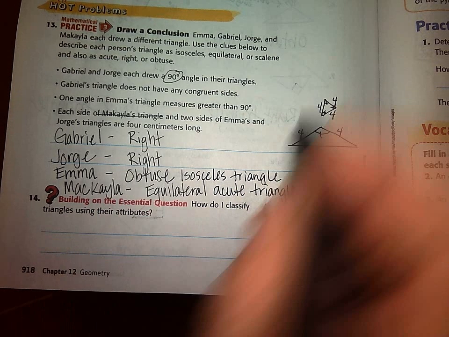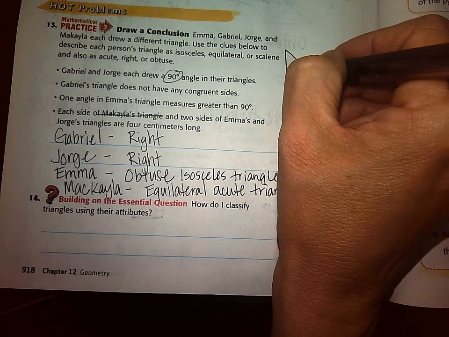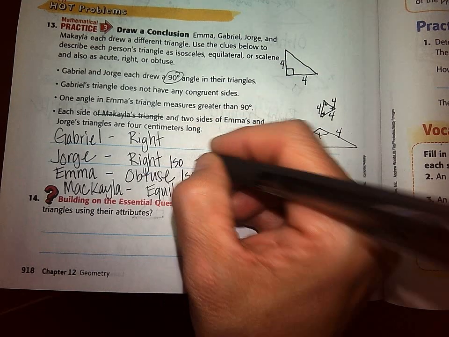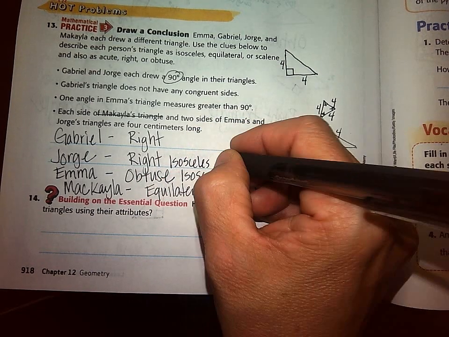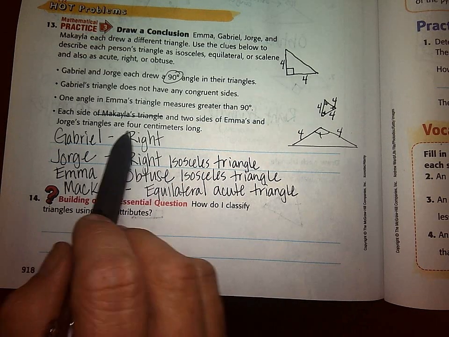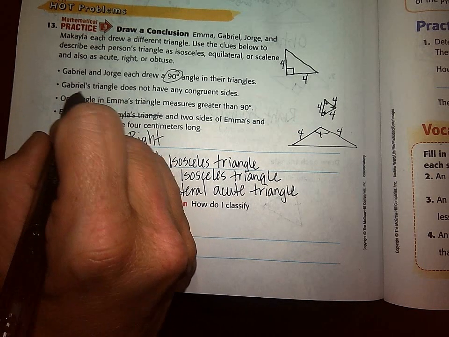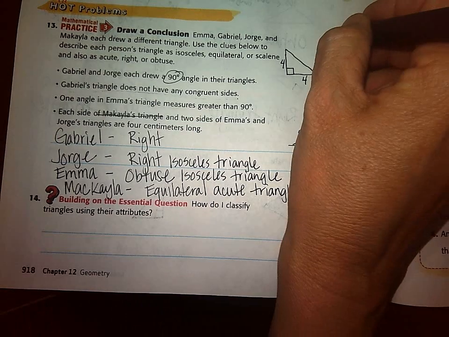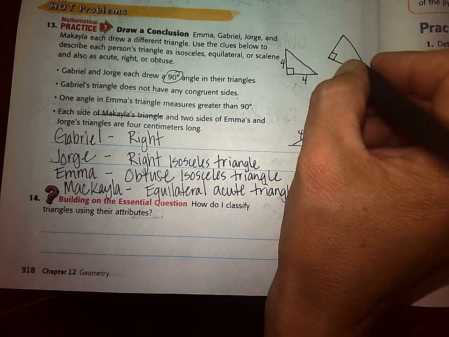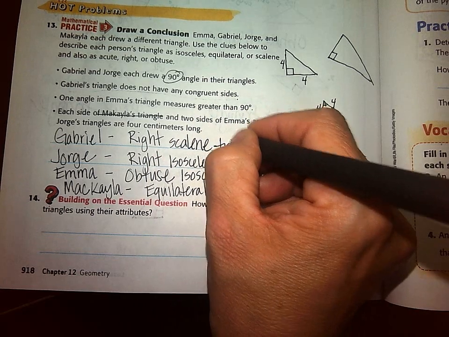2 sides of Jorge's are the same. Remember, he's got the right angle, but then 2 sides are the same. So this one's 4 and this one's 4. So he has a right isosceles triangle. And we don't know anything else about Gabriel's. Gabriel's triangle does not have any congruent sides. So Gabriel has a right angle, but everything else is all different. So his is a right scalene, when none of the sides are the same.